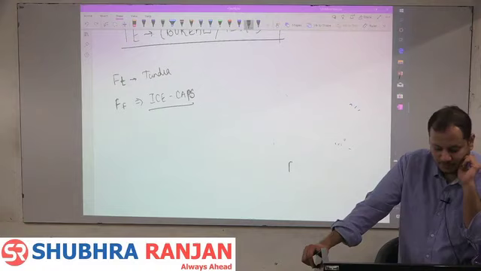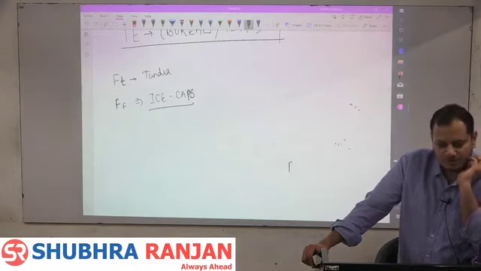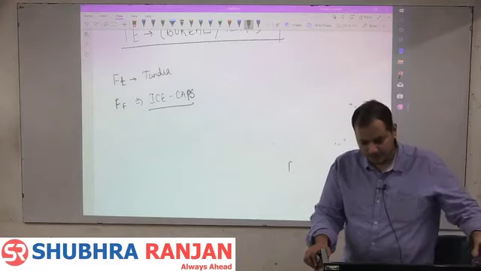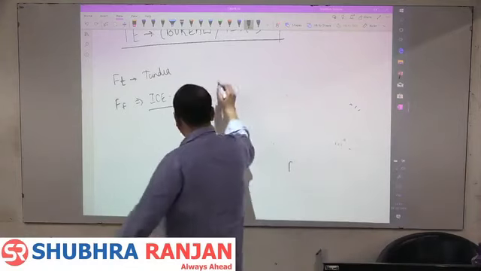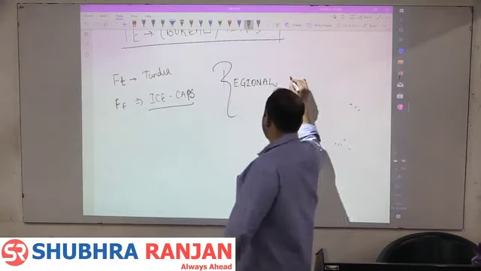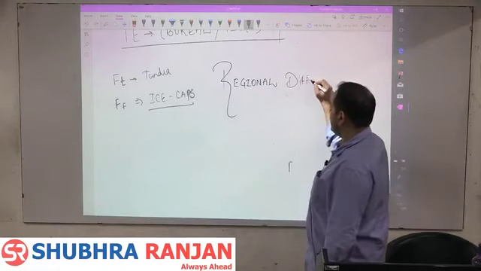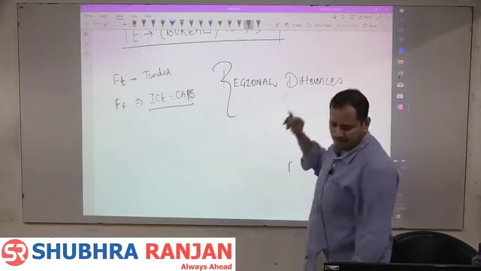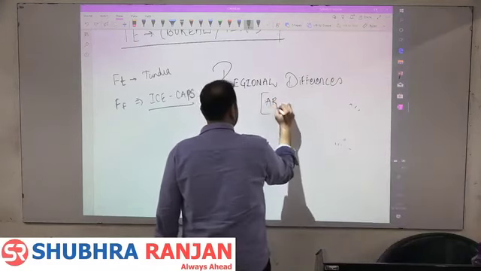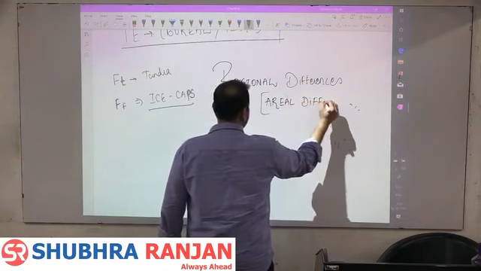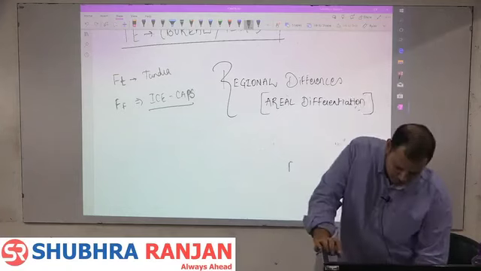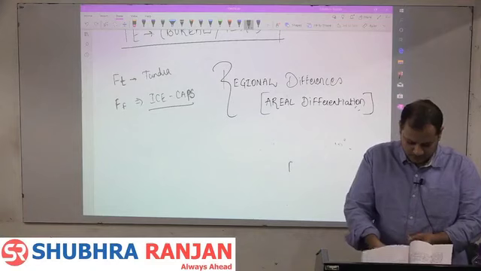Because he believed that the objective of a geographer is to describe, underline the word describe, the regional differences, to describe the regional differences and not to give the detailed details.